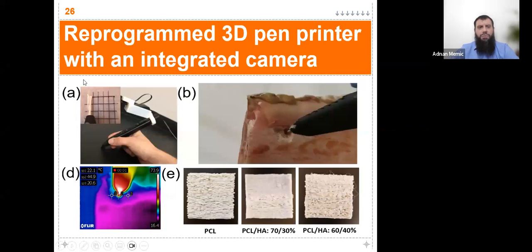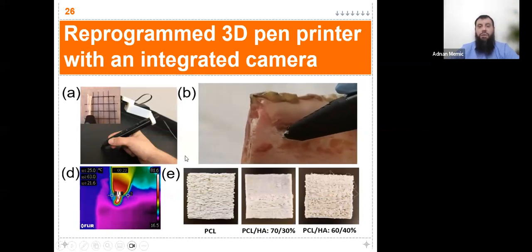So we do this. We kind of reprogram the 3D pen. And then we thought, well, can we get it to print? And you can see here, maybe at the very exit of the tip of the 3D pen, you can have things that are maybe 60, 70 degrees, but as soon as it's coming down and comes in contact with the tissue, it cools off very rapidly.